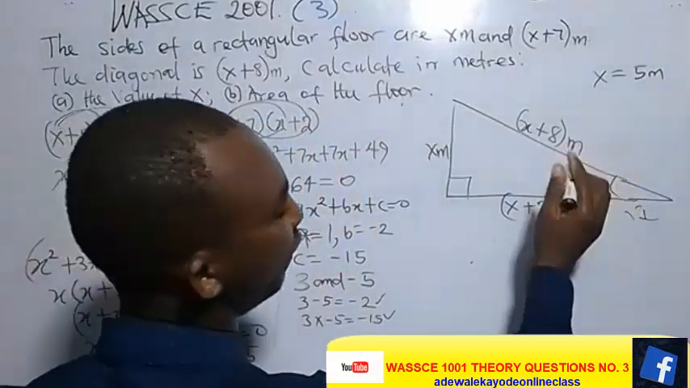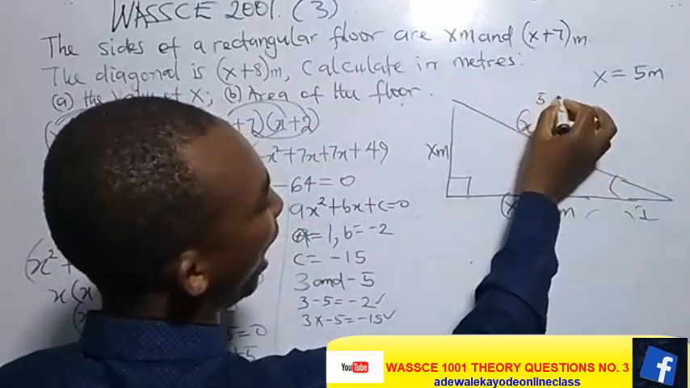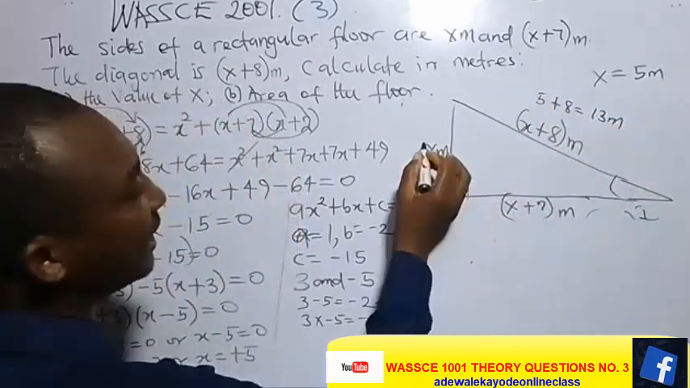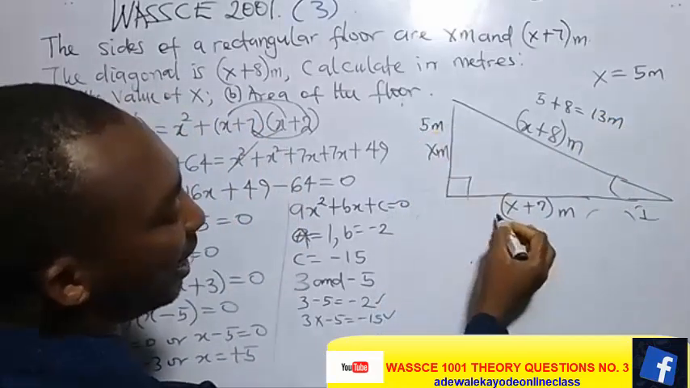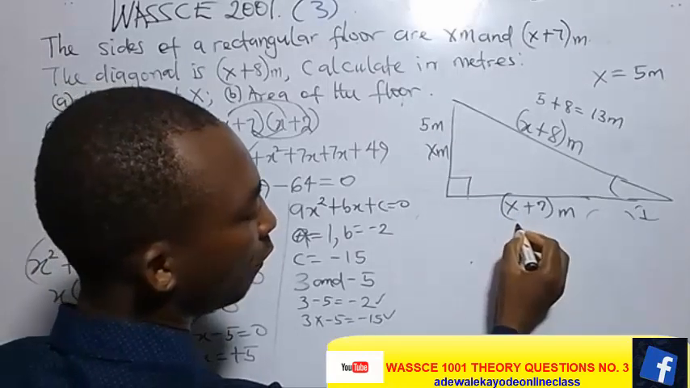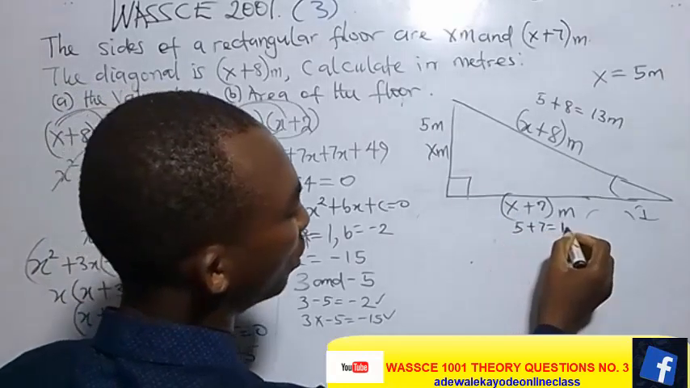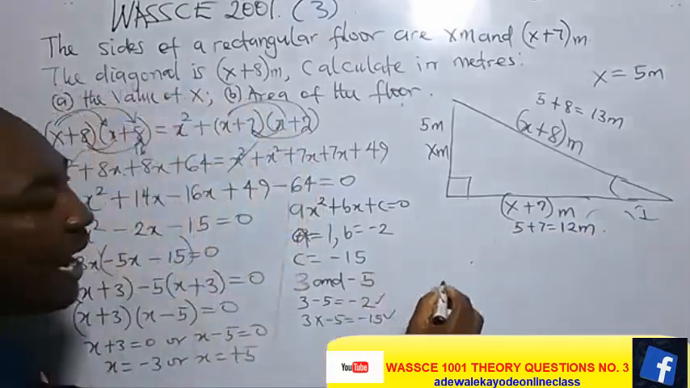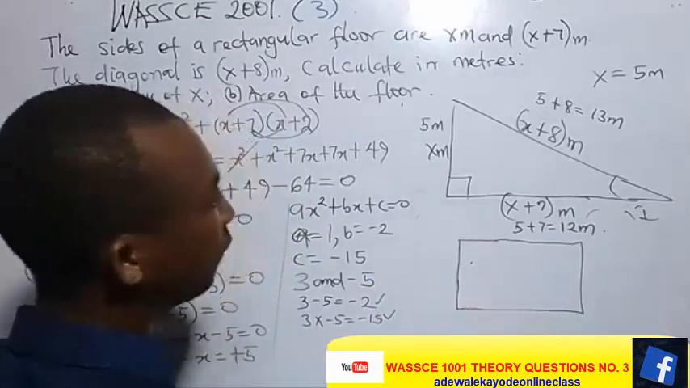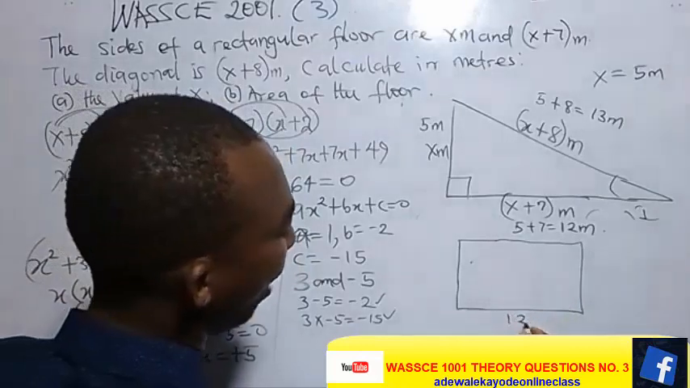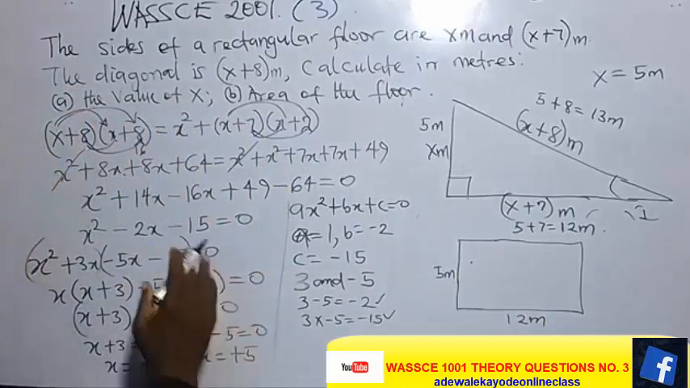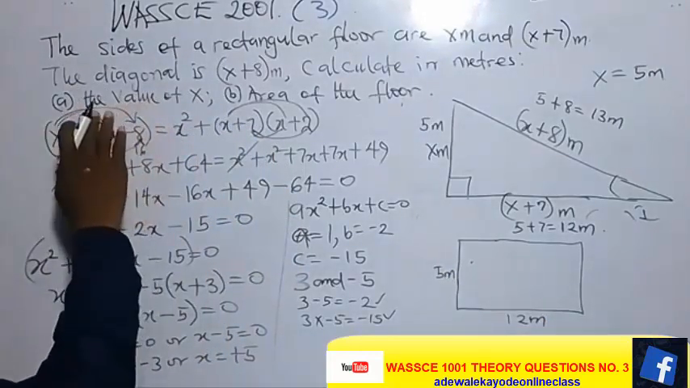So if our x is 5, that means this diagonal will be what? 5 plus what? Plus 8, which is equals to 13 meter. Then this will give us what? 5 meter. And this will give us what? Great. That will give us 5 plus 7, which is equal to what? 12 meter. Now don't forget that this is where you are coming from, a rectangular floor. So as it is now, our length is 12 meter and our breadth is what? Is 5 meter.